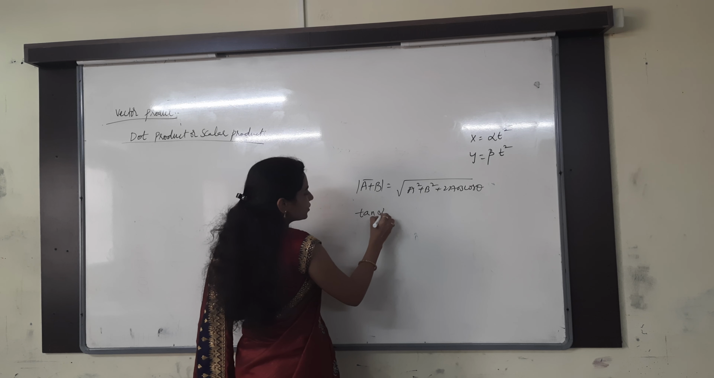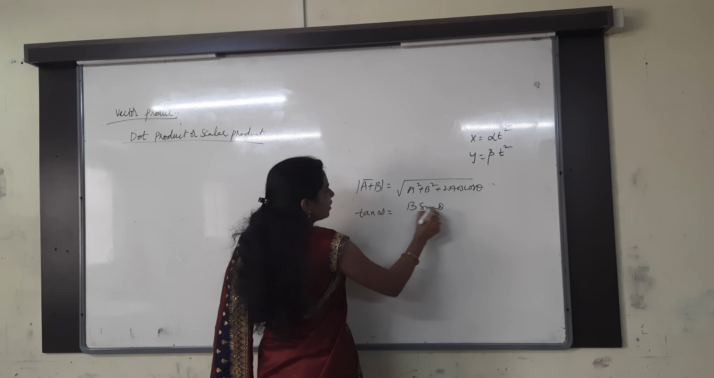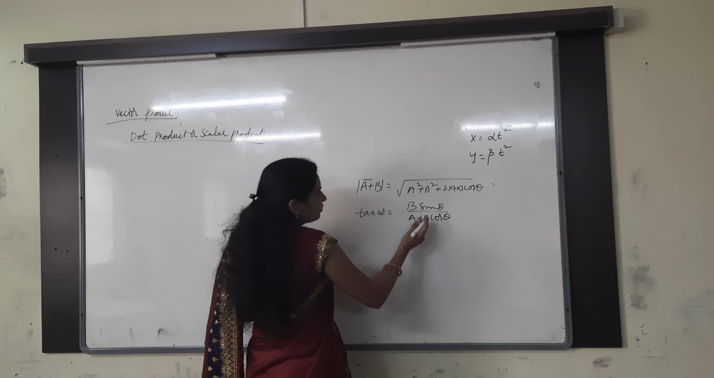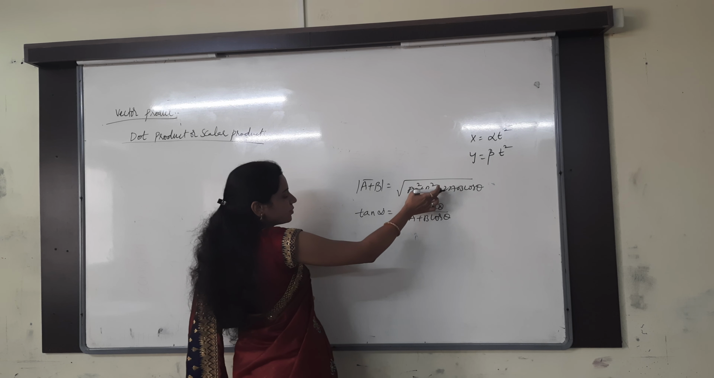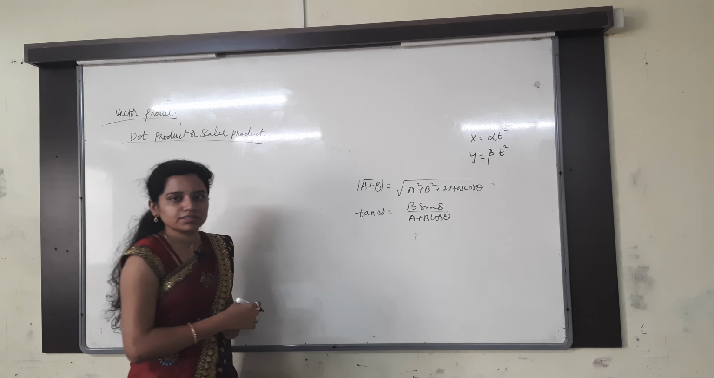Tan alpha is the direction of resultant. Tan alpha is equals to what we will get? b sin theta by a plus b cos theta. If that is subtraction, here we will get minus, and here also we will get minus. That might be triangle law of vectors or parallelogram law of vectors, we will get the same answer only.